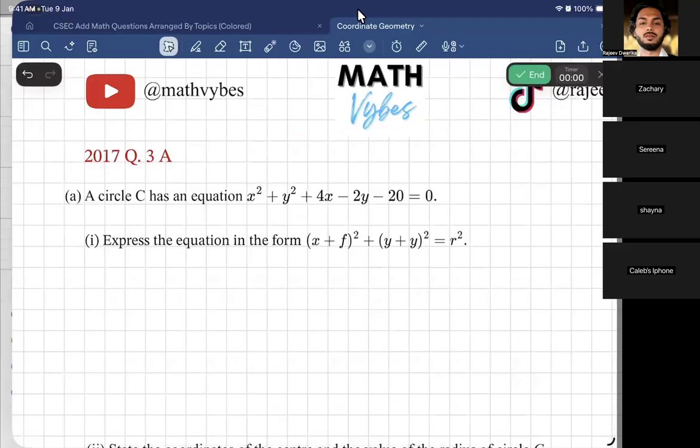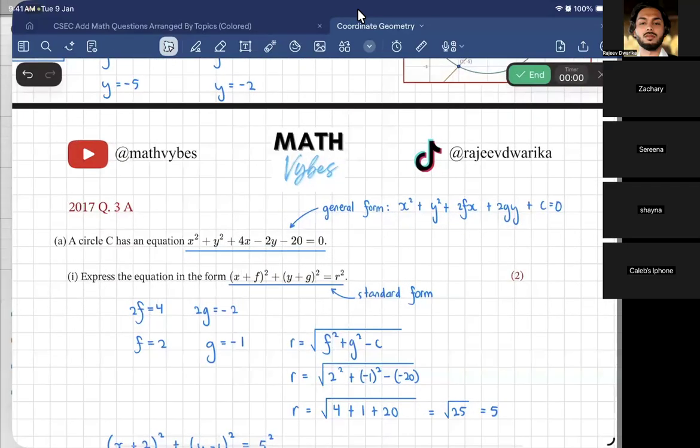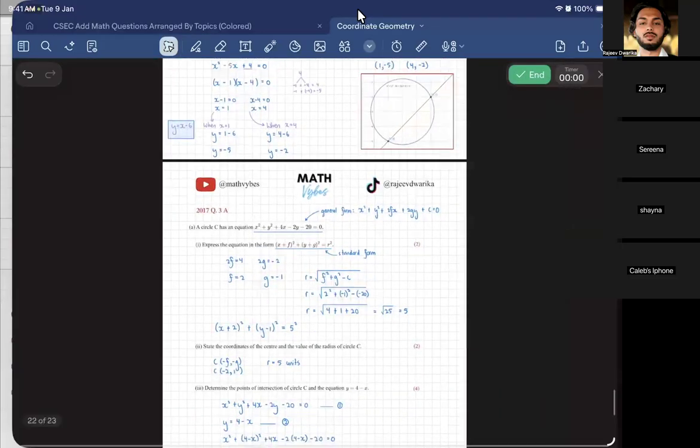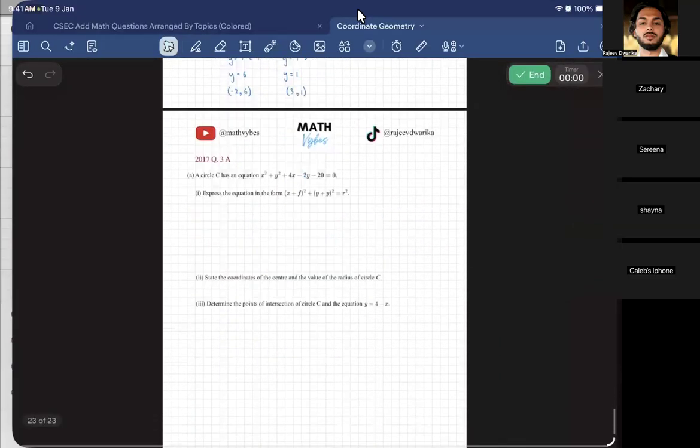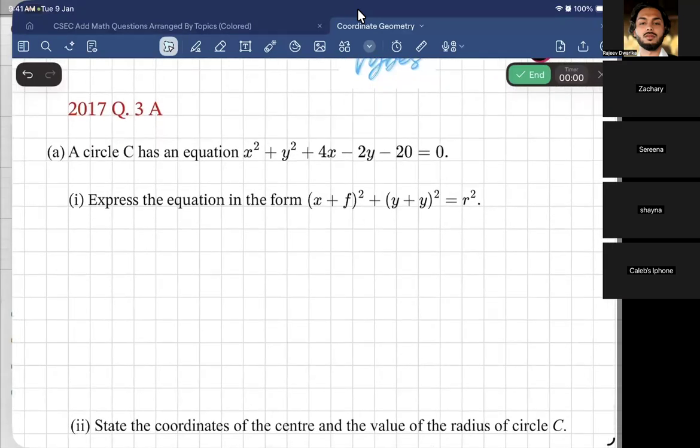There we go. So Zachary, Serena, and Sheena, this is another way you could work the question. You don't want to find f and g and find r this way. I'm going to show you all another way in which you could put it in the standard form, given the general form. Yeah, Caleb, so let me hear.